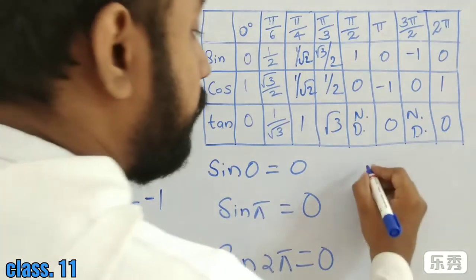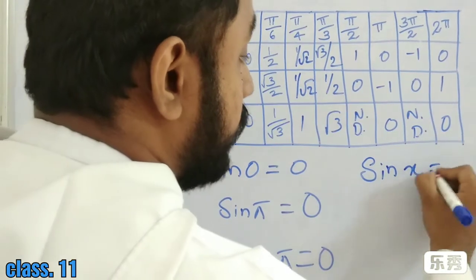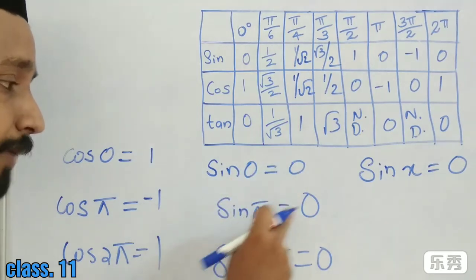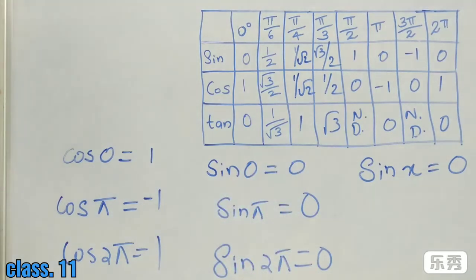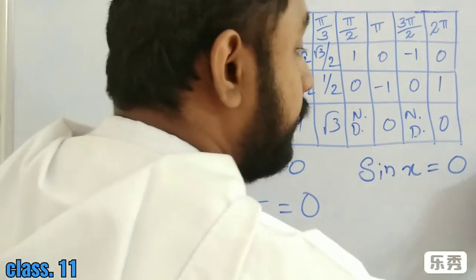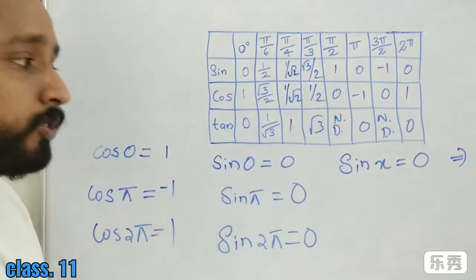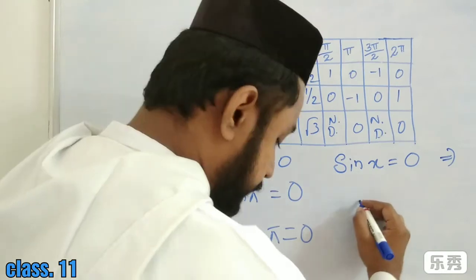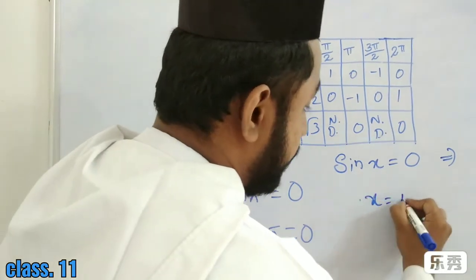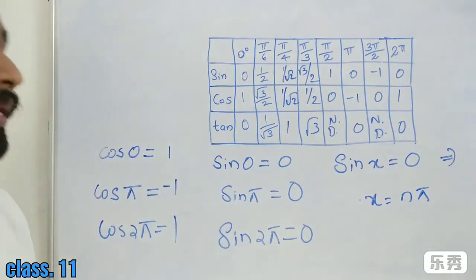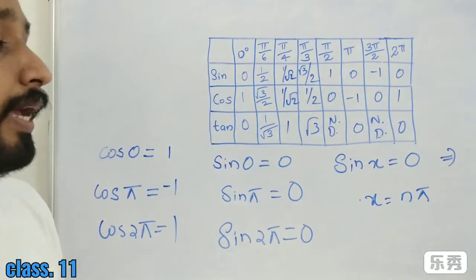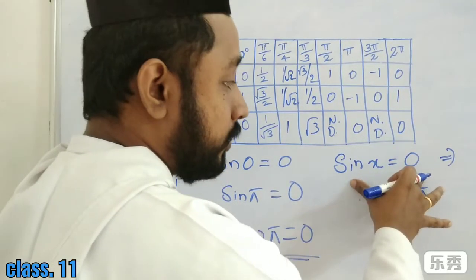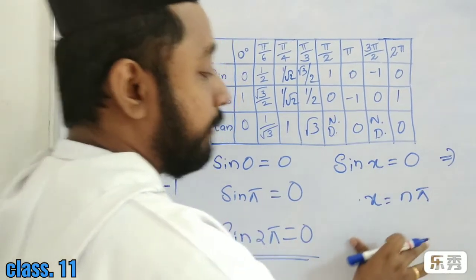So in general, sin x is equal to 0 when x is a multiple of pi. Here sin 0 is 0, sin pi is 0, sin 2 pi is equal to 0, which means sin x is equal to 0 when multiples of pi come. So sin x is equal to 0 implies x is equal to n pi, a multiple of pi. From these examples, we can write sin x is equal to 0 implies x is equal to n pi.